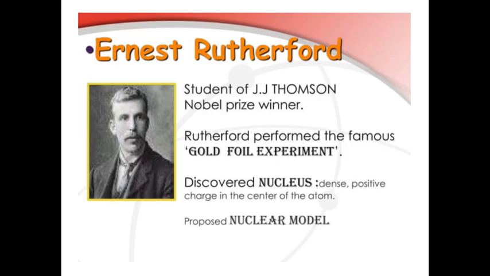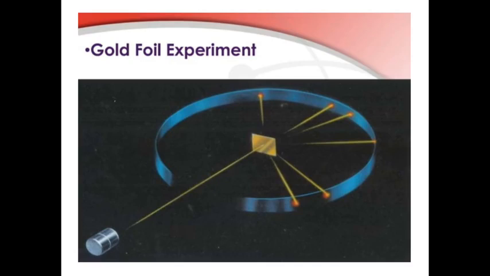Now in Rutherford's model, Rutherford discovered the nucleus and gave it its characteristics. He discovered that the nucleus is dense, has a positive charge, and is at the center of the atom. This is the summary of Rutherford's work: the nucleus is a dense positive charge found at the center of an atom. And then he proposed what is called the nuclear model.